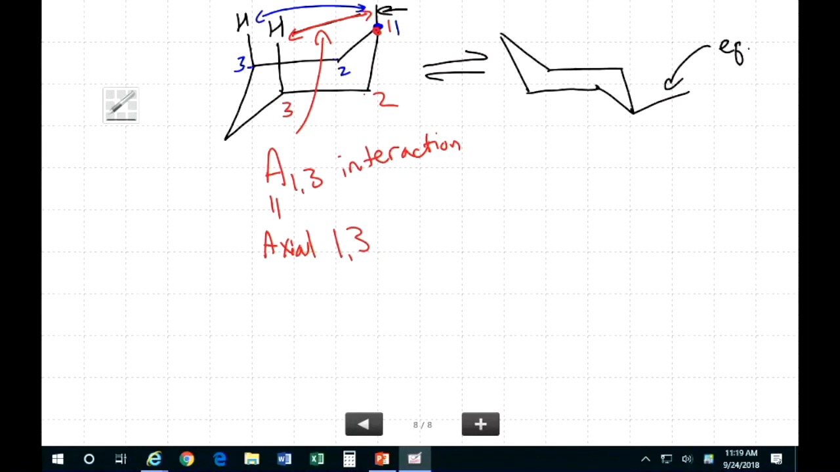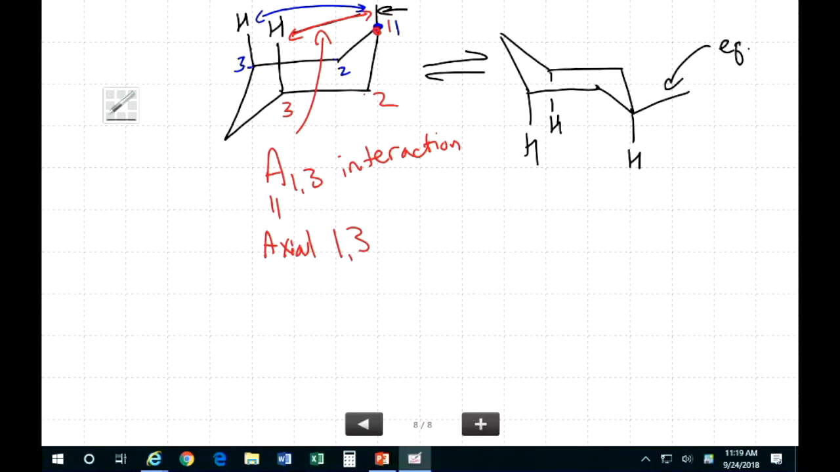Right? And it's pointing away from the ring. So now there's no group for it to interact with. I have these hydrogens here that can have A1,3 interactions, but A1,3 interactions with hydrogens are very small. They're effectively 0. We don't count them. So when you make your group equatorial, you eliminate your A1,3 interactions.